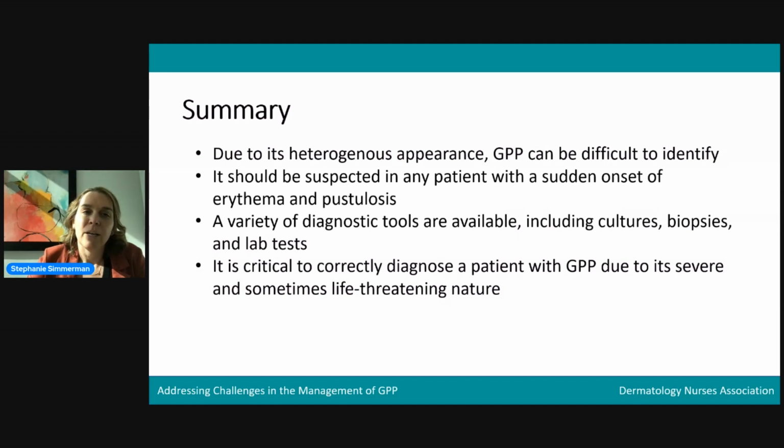And so we should suspect GPP in any patient with a sudden onset of erythema and pustulosis. We've got a variety of diagnostic tools at our fingertips, including cultures, biopsies, and lab tests. And it's critical to diagnose these patients with GPP because of the potential for life-threatening conditions that can occur if this condition is mismanaged.